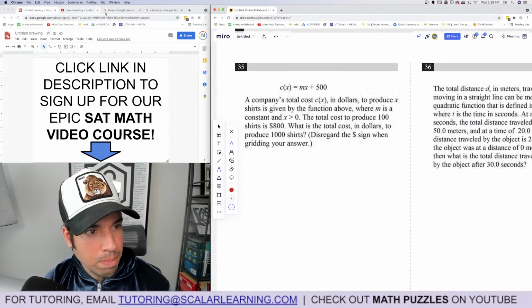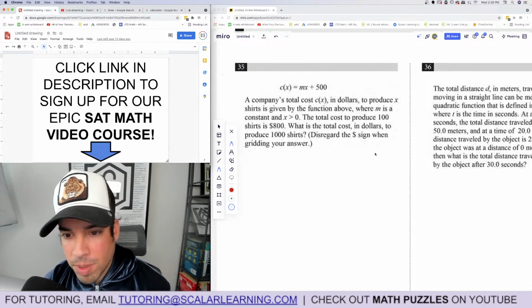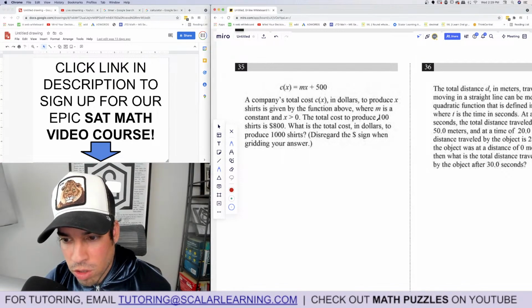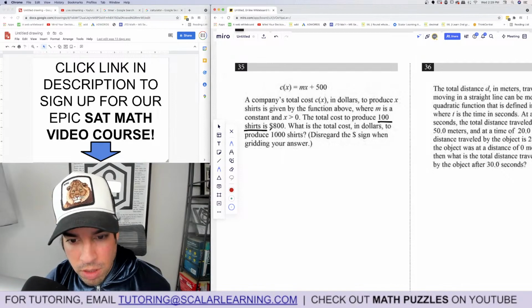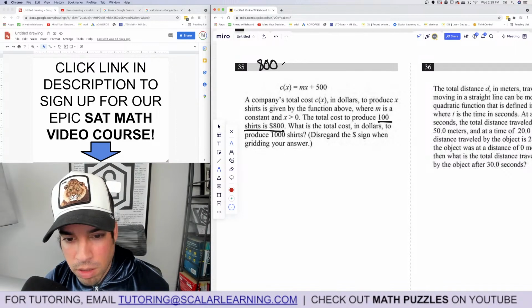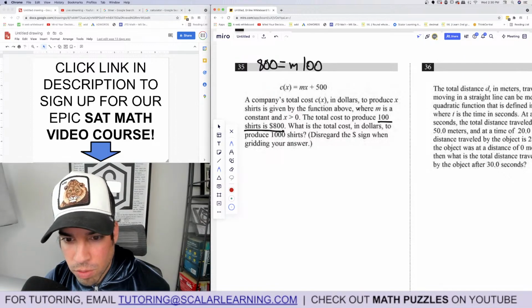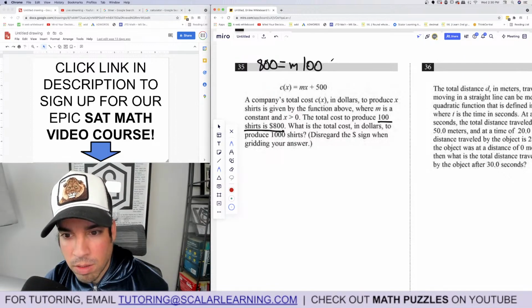35. A company, let me check the timer. Cool. A company's total cost, C of X in dollars, to produce X shirts is given by the function above, where M is a constant and X is greater than 0. The total cost to produce 100 shirts is $800. I'm just plugging in what they're giving me. X is the number of shirts, where M is a constant, plus 500.